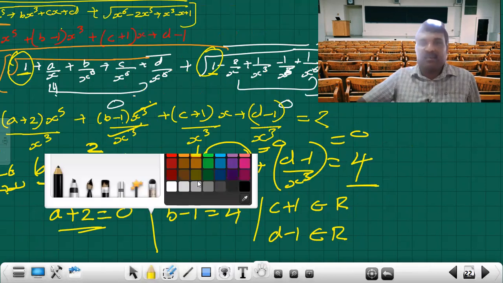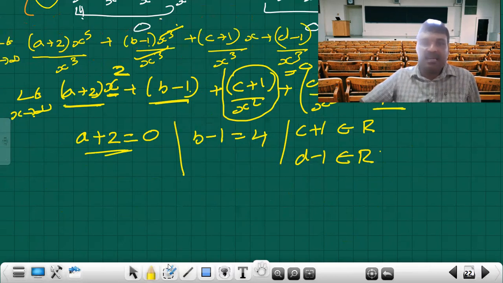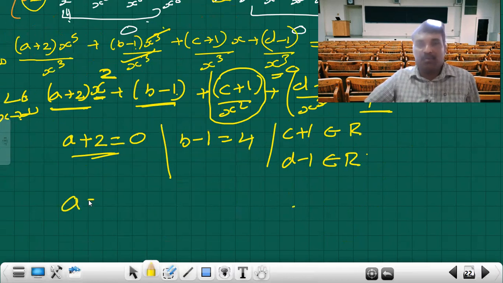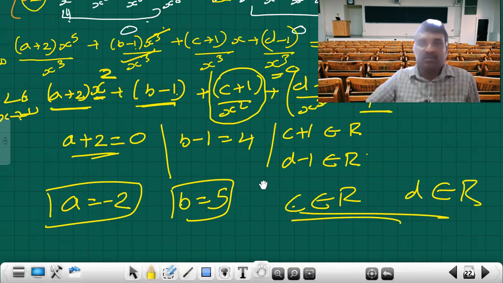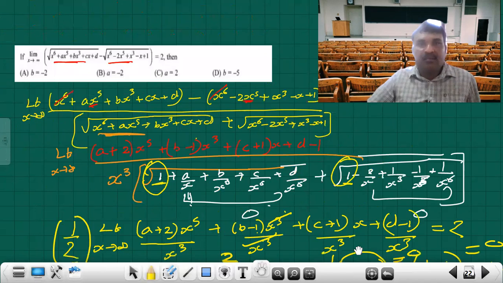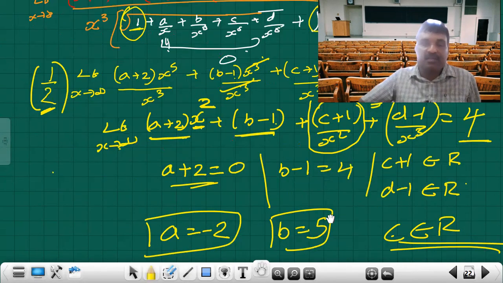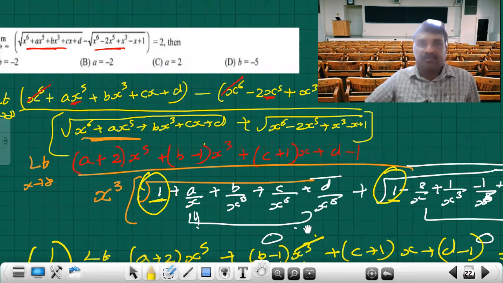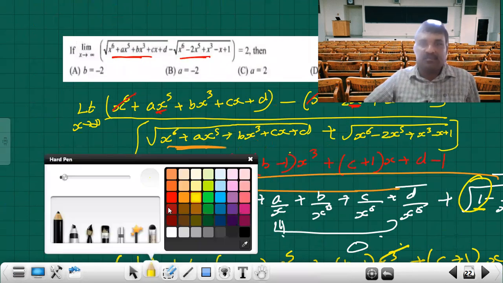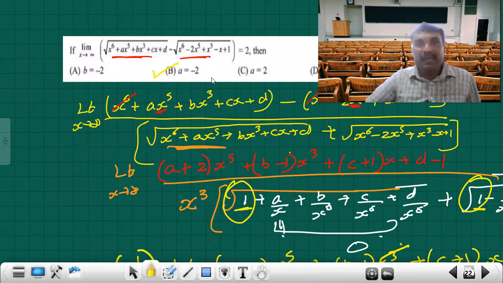So we can say a is equal to minus 2, b is equal to 5, c belongs to R, d belongs to R. Right? So what are the options we want to find? Okay, so a is minus 2. That is the correct option, right? The correct option is a is minus 2. b is 5, not minus 5. So A is the correct option. I think it is clear.